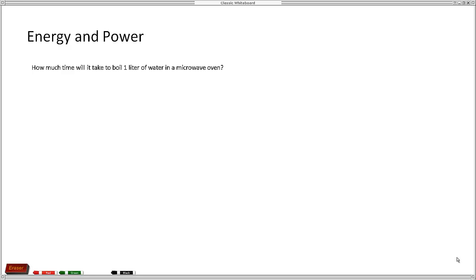We're going to work a problem in energy and power involving a microwave oven and boiling 1 liter of water. We want to know how much time it's going to take to do that. So we're obviously missing some information right now, so let's put a few things up here that we need to know to work this problem.